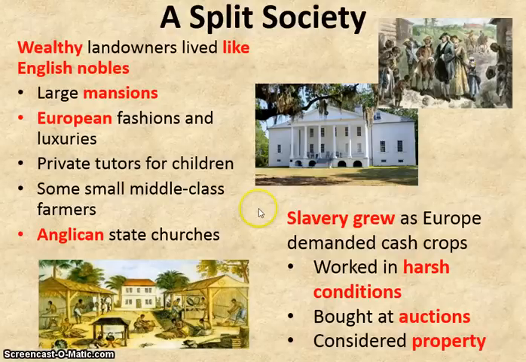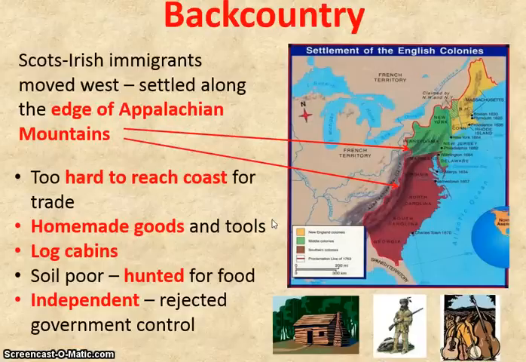However, we also see the growth of slavery in the South as Europe demands more and more cash crops, and the plantation economies of the South boom. The slaves were forced to work in harsh conditions. They were purchased at auctions, and many of them were still being shipped over from Africa at this time. And the slaves were considered property. They had no rights as human beings, and certainly no civil rights.